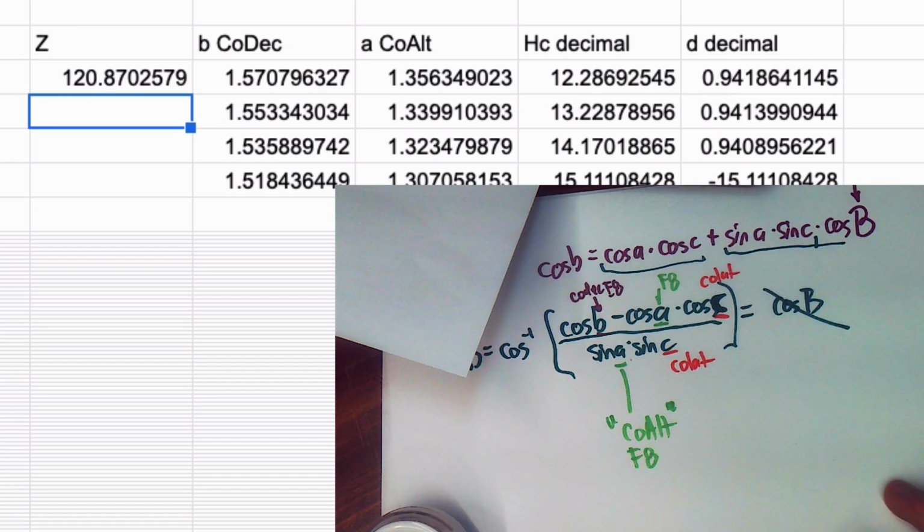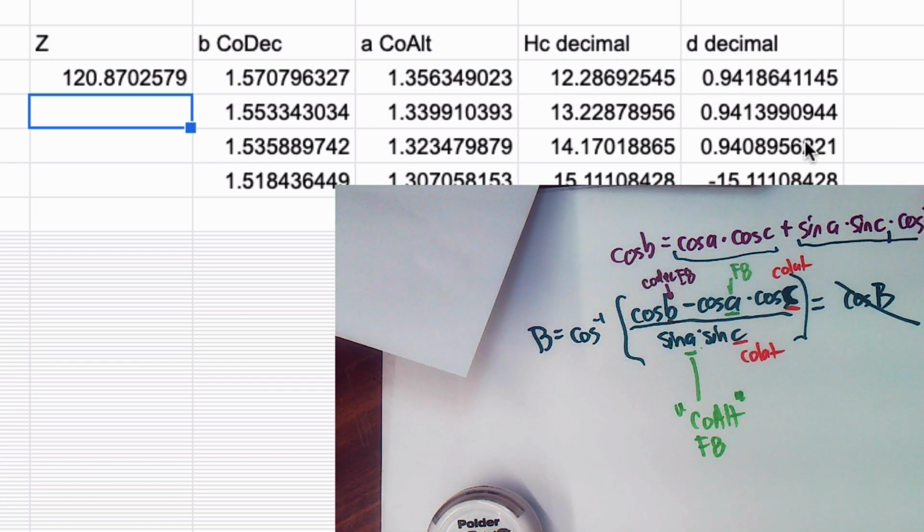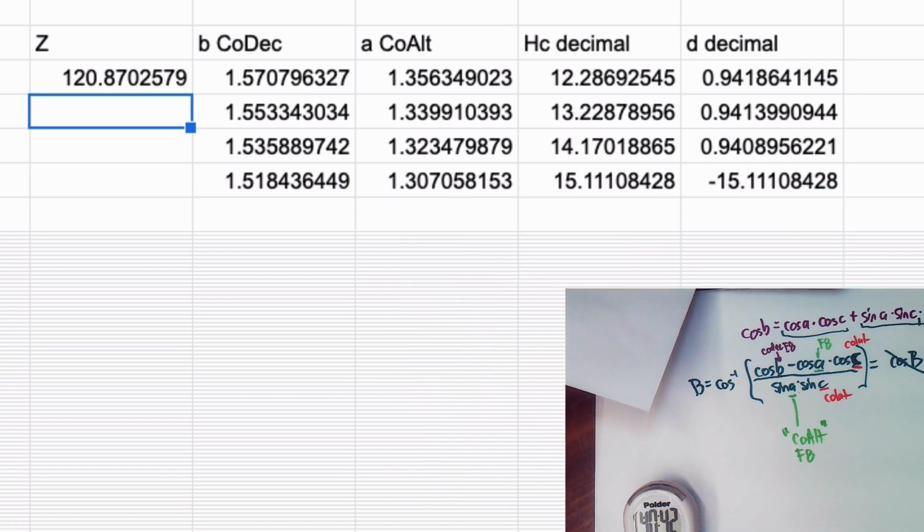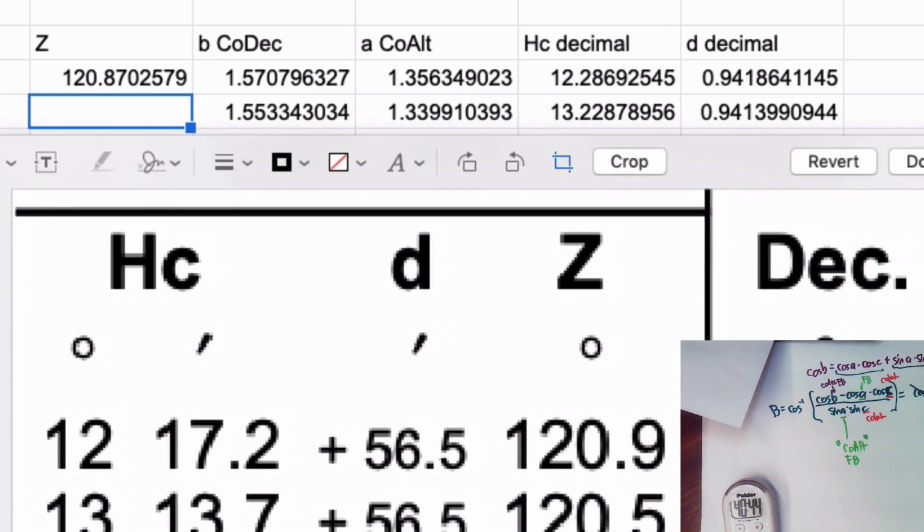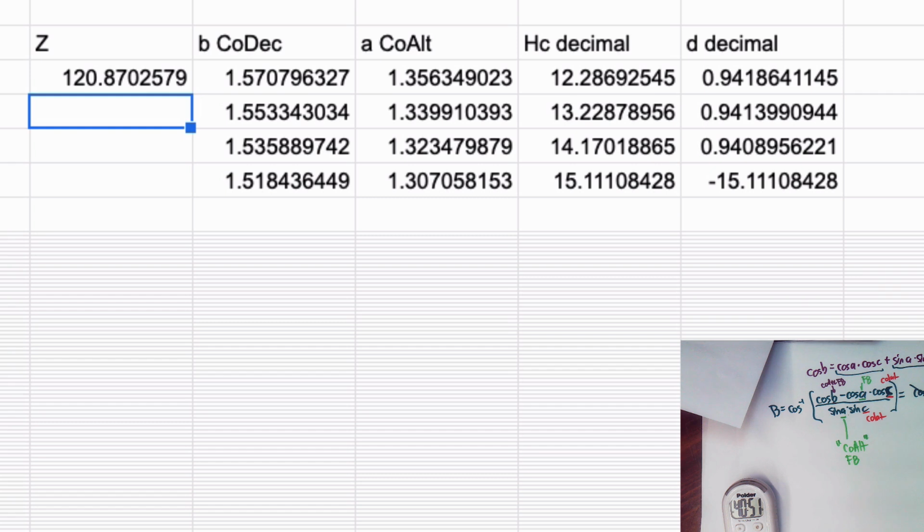that gives us 120.87 degrees, and let's see how that compares to our 120.87 or 120.9 on the actual table. So I think we did pretty well with that.